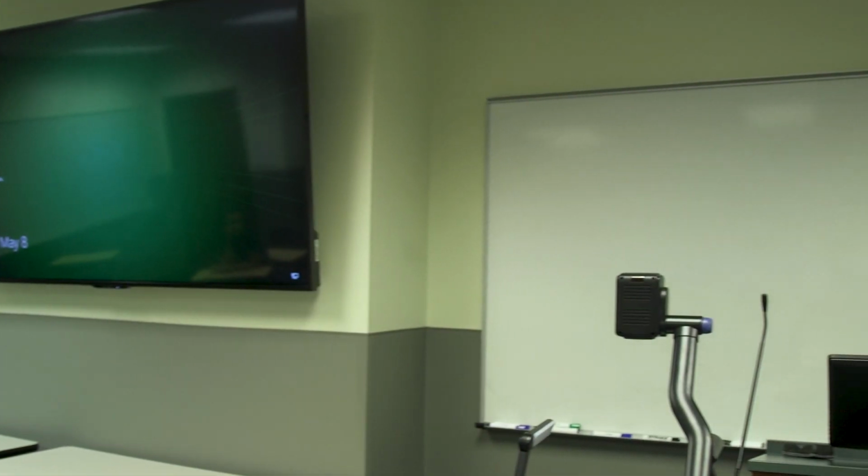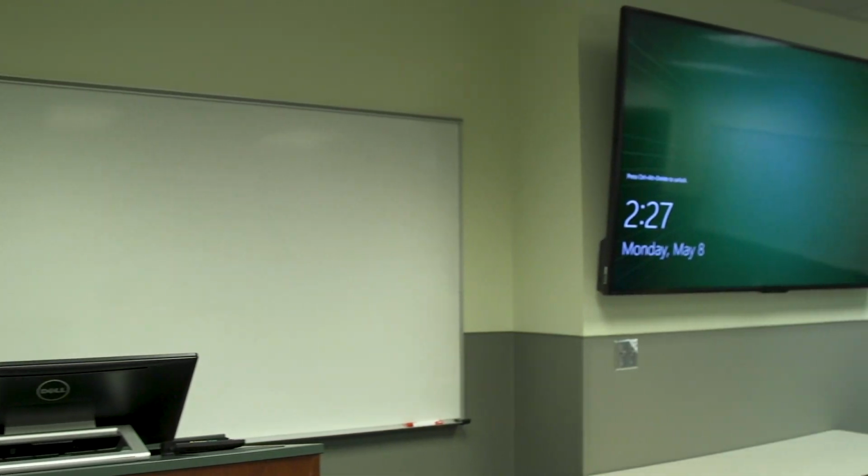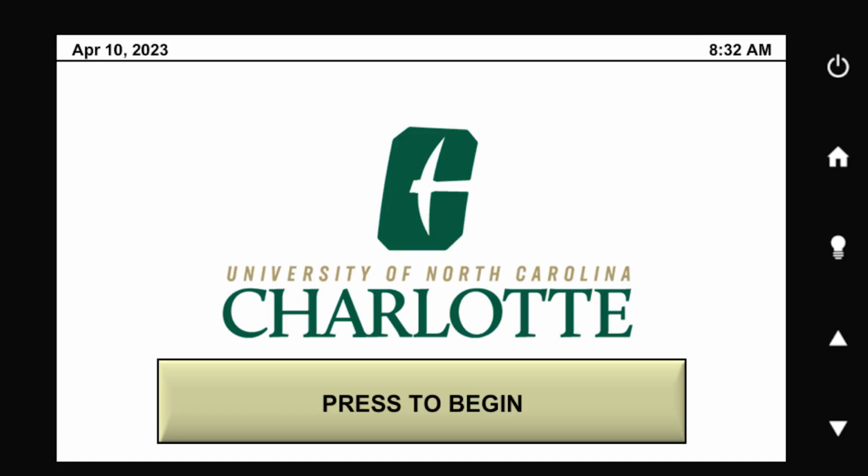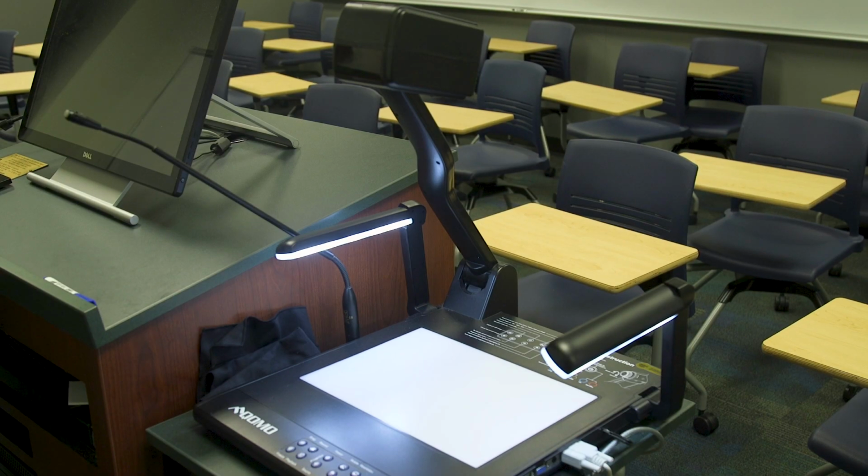In this classroom, we have two front displays and whiteboards along the walls, as well as desks for students to use. First, you will need to locate the control panel on your podium. On the screen, there'll be a button that says Press to Begin. Once you press this button, the two displays on the front wall will turn on. The overhead document camera attached to the podium will turn on as well.